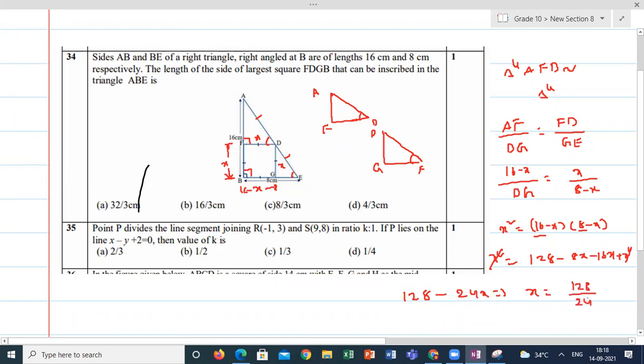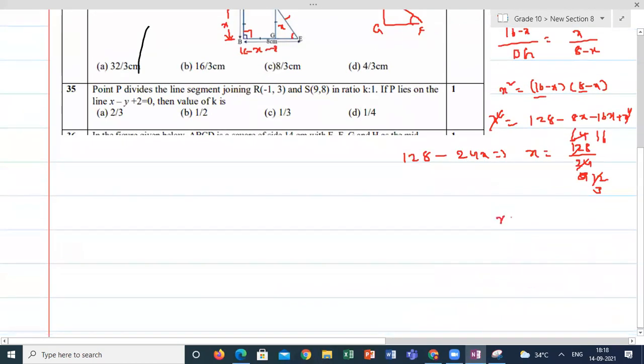24, how many times, students? 8 with the 8th table or the 2nd table, straight away I'm going to the 2nd table: 2 12s, 2 6s, 2 4s, 4 3s. So X is equal to 16 by 3. That's it. X is equal to 16 by 3.